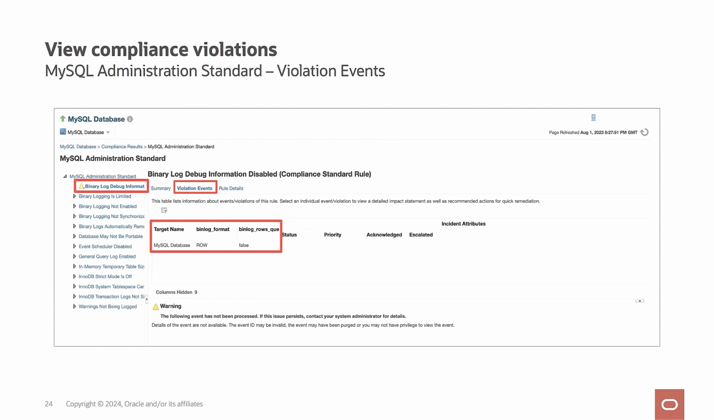Once you click the next tab for violation events, it shows exactly where the violation occurred. In this example, there is a binary log configuration parameter that is currently disabled, and this is what triggered the minor warning violation on the rule.